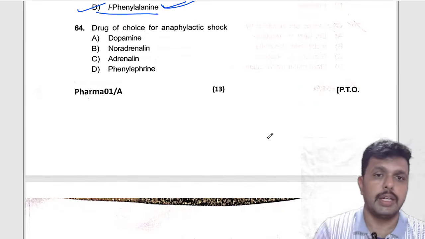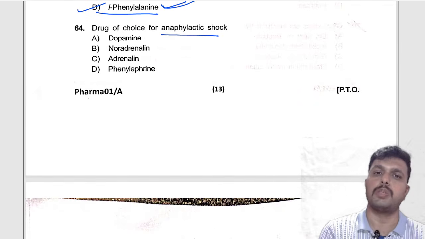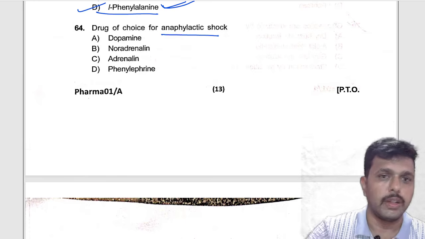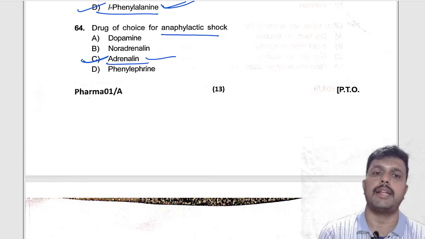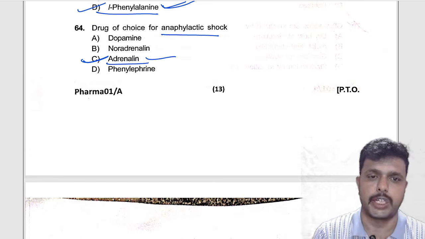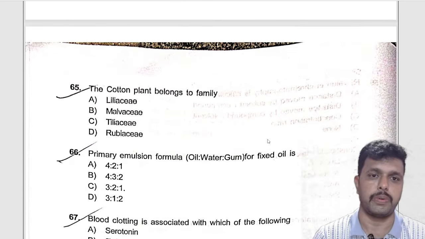Next, drug of choice for anaphylactic shock. Yes, this is the most repeated question. Adrenaline is the right answer, option C. Adrenaline is the drug of choice for anaphylactic shock. We use it in emergency conditions.